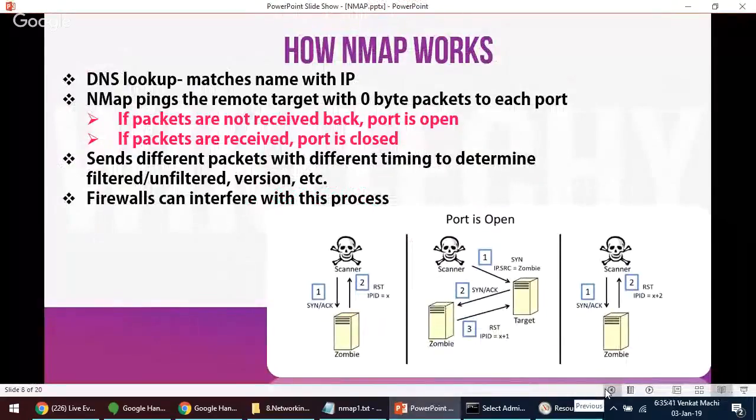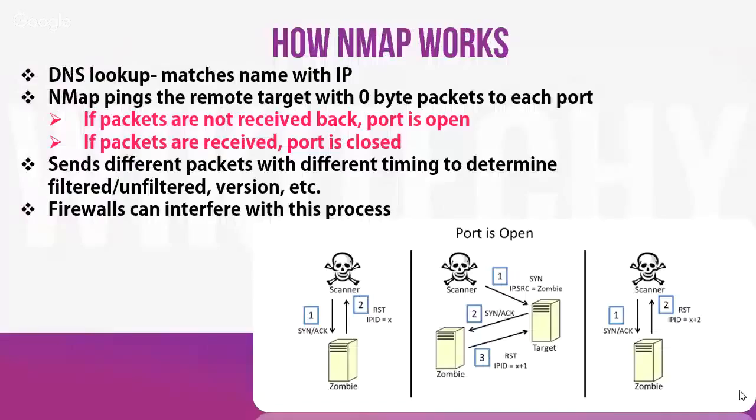Now let's see how NMAP is working. If you talk about NMAP, automatically the DNS lookup matches the name with the IP. So NMAP sends the IP address in the DNS lookup. And NMAP will send a synchronous message. And if the port is open, the packets are received back; if the packets are not received back, automatically the port is closed.